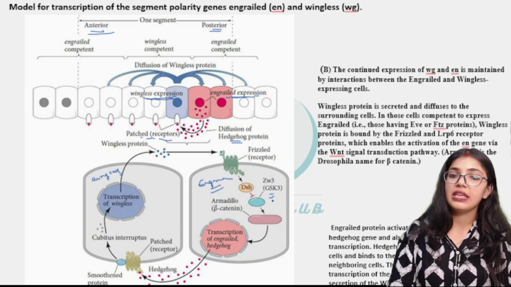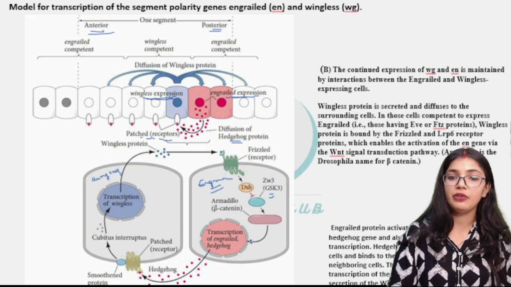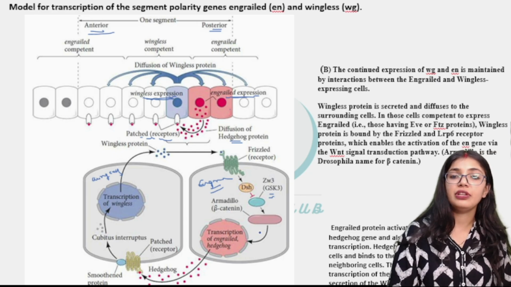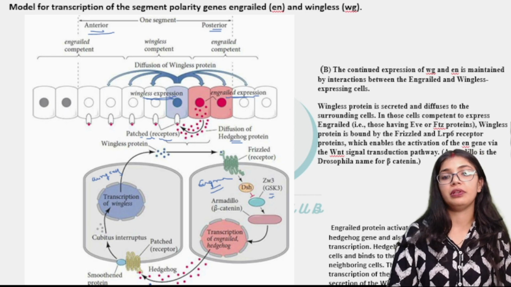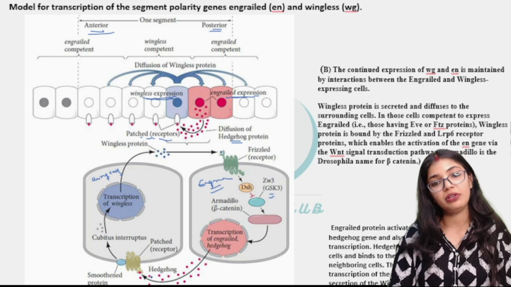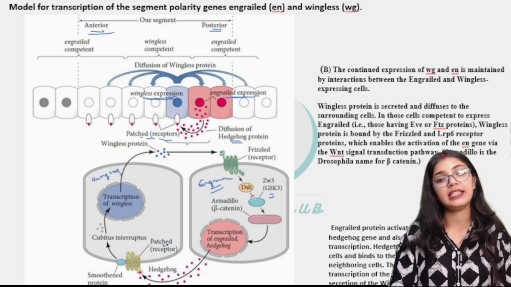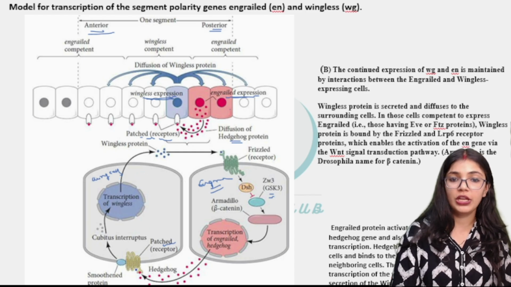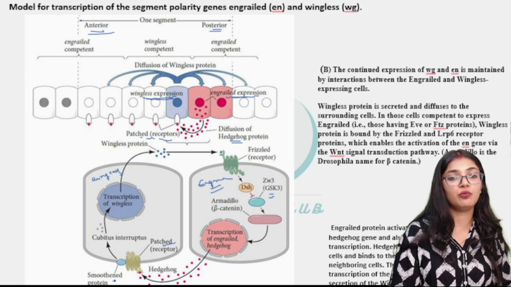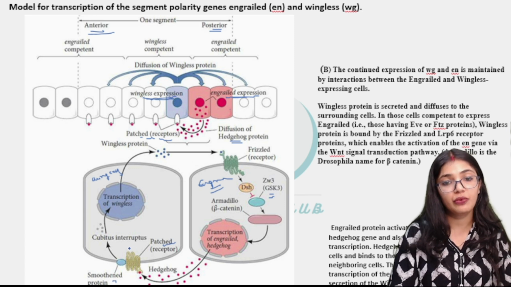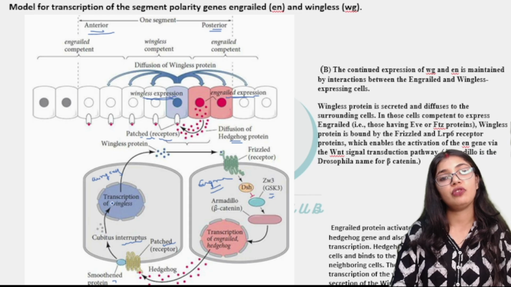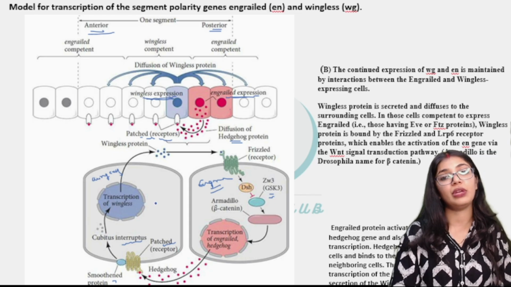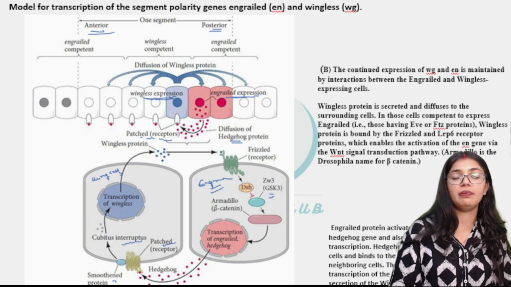The GSK3 will help in giving the armadillo or beta catenin, which will help in the transcription of engrailed and hedgehog, and here the hedgehog protein will be produced. This hedgehog protein will be received by another receptor known as patched, present in the wingless expression cell, which also has a smoothened protein as a co-receptor. It will give cubitus interruptus, which will help in the transcription of wingless protein, and here again the wingless protein will be synthesized.